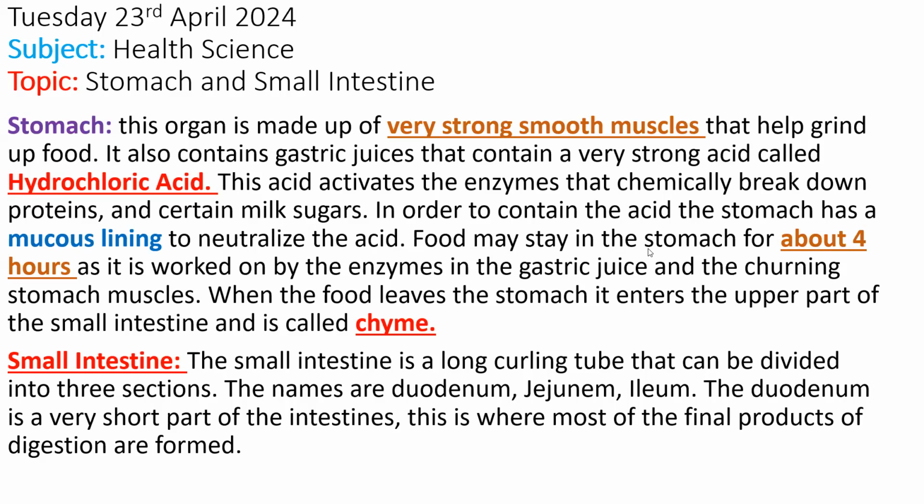Stop right there. How long does food stay inside the stomach? 4 hours. Very good. For 4 hours.